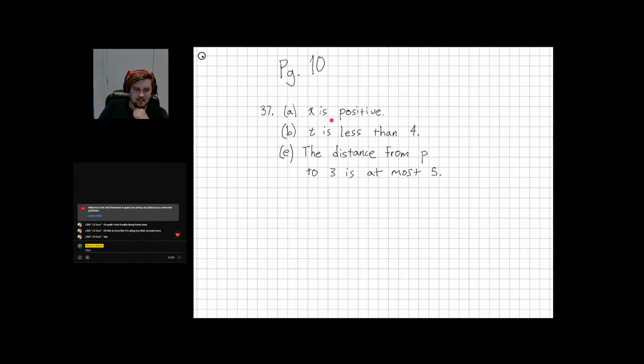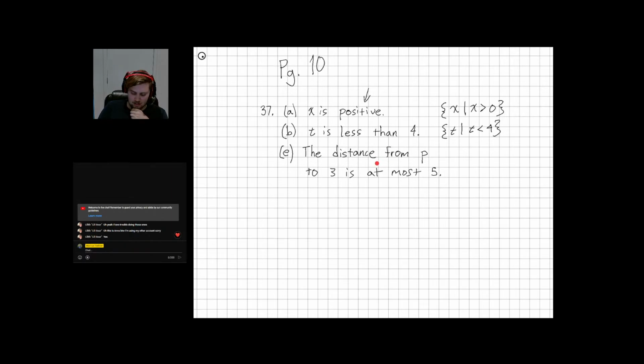If we're writing things as a set, I picked out some important ones. If I say x is positive, what does it mean to be positive? Well, it just means to be bigger than 0. So x such that x is greater than 0 is how we would write this in set builder notation. Sorry, that's what we're trying to do here, write these in set builder notation. T is less than 4. Well, it's exactly what it sounds like. So we want all t such that t is less than 4.